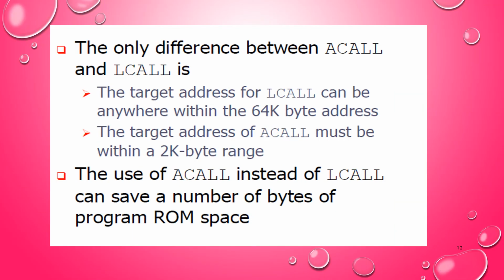The only difference between ACALL and LCALL is that the target address for LCALL can be anywhere within the 64 kilobyte address space. The target address of ACALL must be within a 2 kilobyte range, a small one. The use of ACALL instead of LCALL can save a number of bytes of program ROM space, definitely.